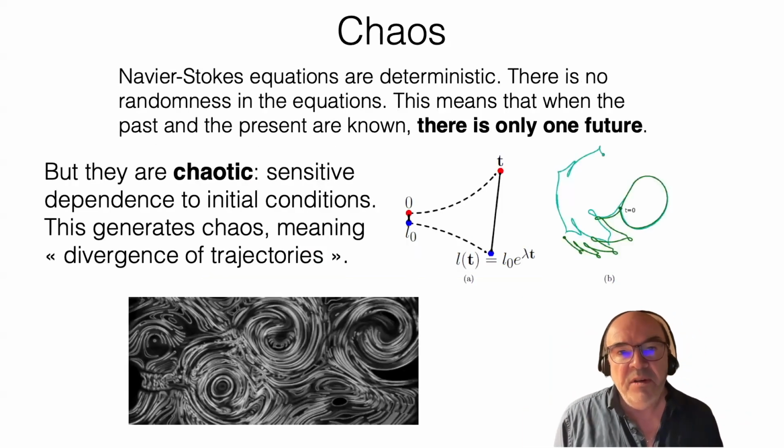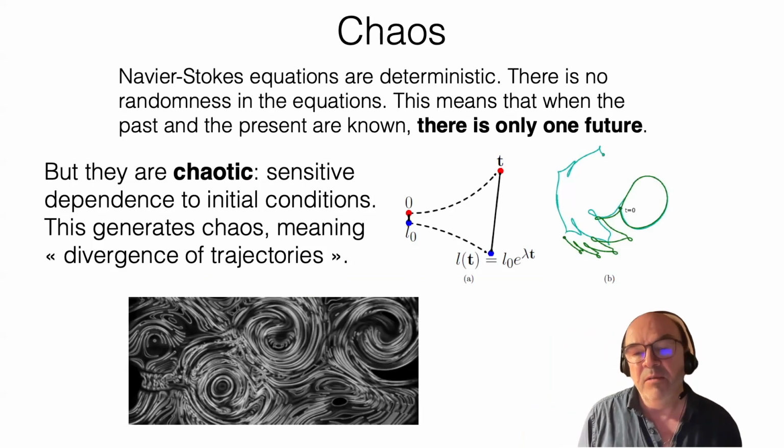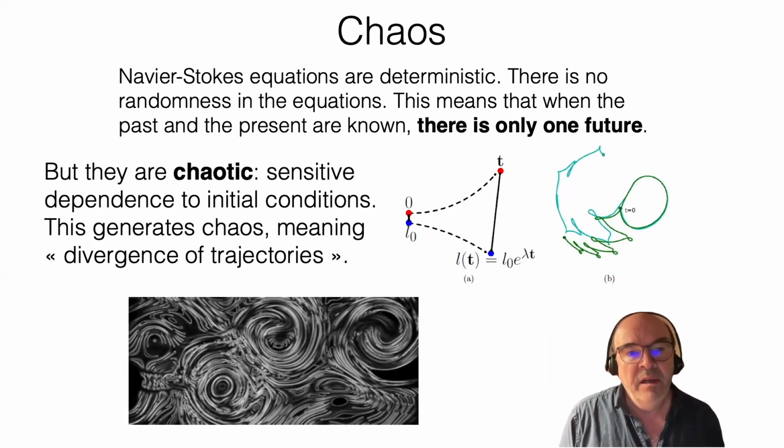So what are other properties of the Navier-Stokes equations? They are deterministic, so there is no randomness inside the equation. It means that, in fact, if we know the present situation and also the past, then the future is unique. There is only one future.